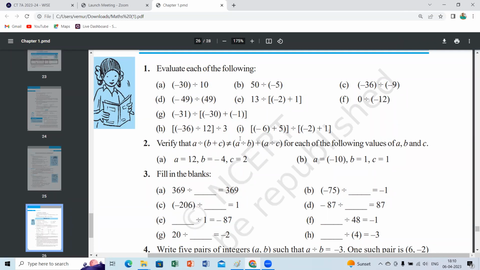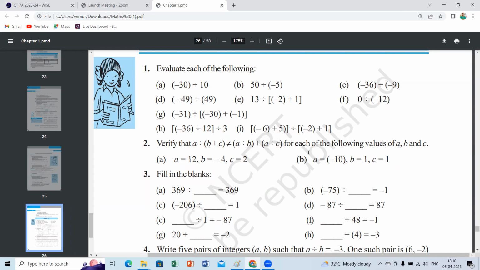Now coming to the verification. I said many times, Nana, for verification you have to see the property. By looking at the property only, you can say. Here, A divided by B plus C. What property is it? I think the distributive property. We have only multiplication over addition and multiplication over subtraction as true. Remaining all cases are not true.